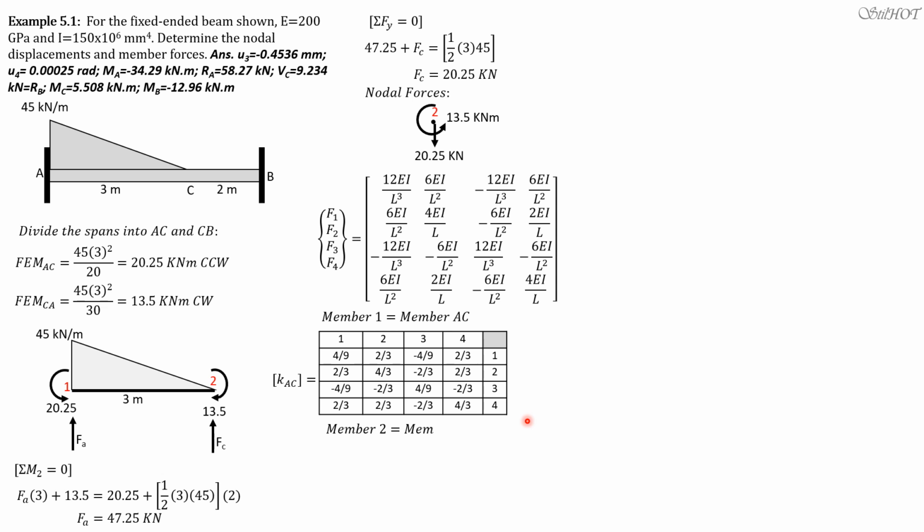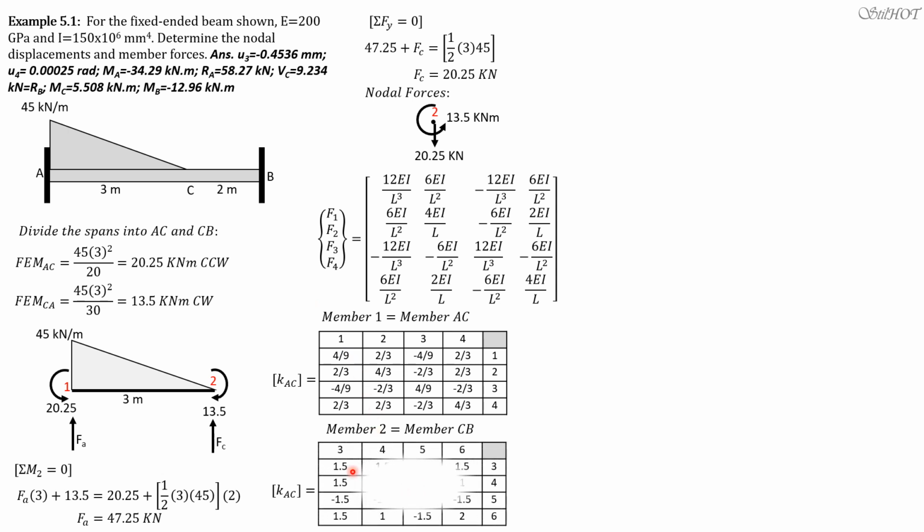Then for member CB, we have 12 over 2 cubed is 1.5 or 3 halves. Then 6 over 2 squared is also 1.5. Then the negative of the first, copy the second column element. Then this is 6EI over L squared, also 1.5. This is 4 over L, so 4 divided by 2 is 2. The negative of 1.5 here, and this is half of 2.